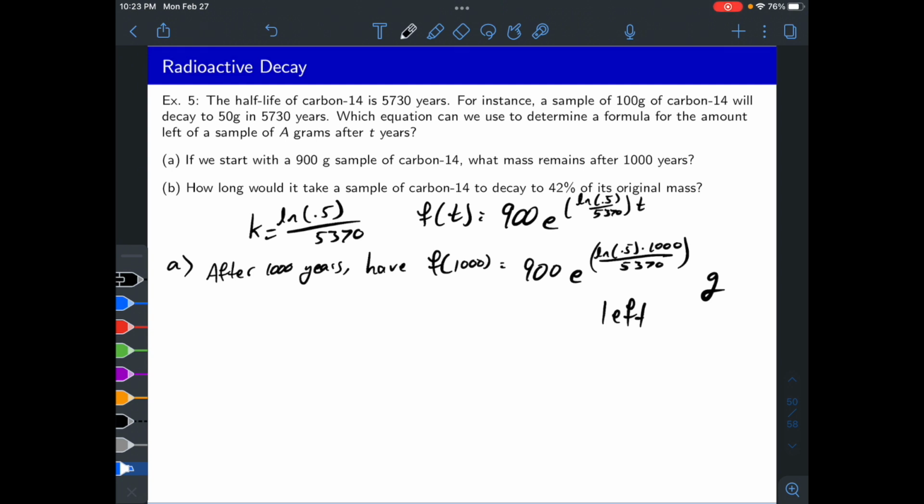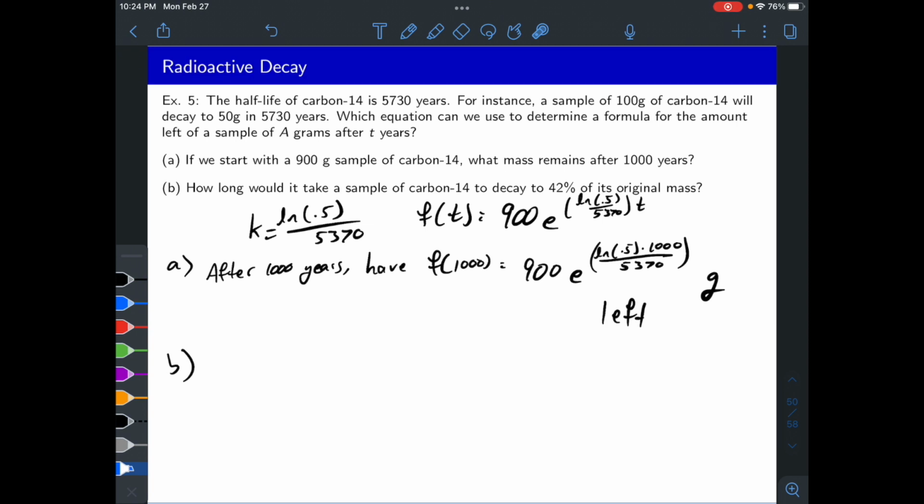Okay. All right. Well, what about part B? How long would it take a sample of carbon-14 to decay to 42% of its original mass? What I recommend doing here, just for a knowledge check, is pausing the video and attempting this problem, or at least trying to set up the equation that you would try to solve. I'm just going to assume that you've had a chance to pause, and I'm going to proceed and show you how to do it. But I do recommend pausing and trying this problem.